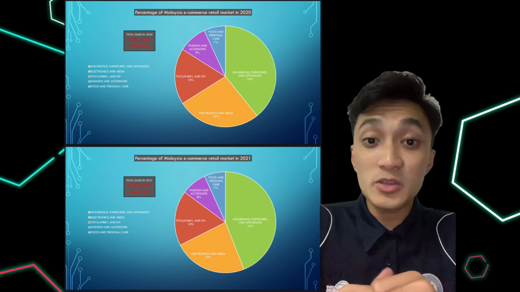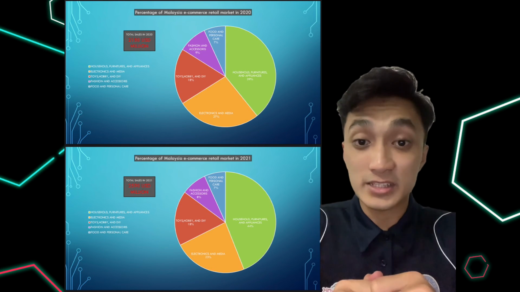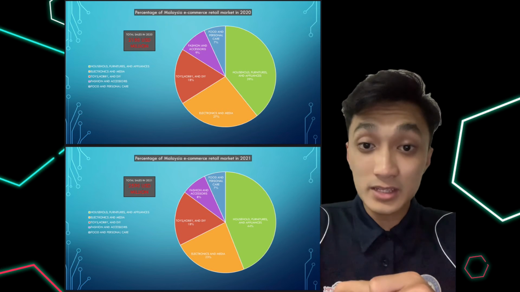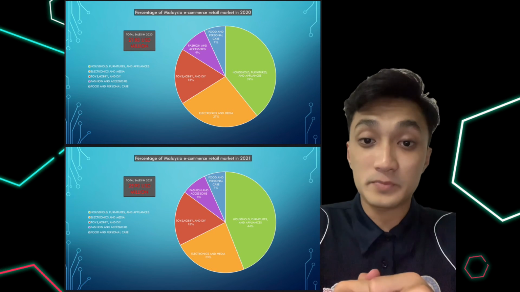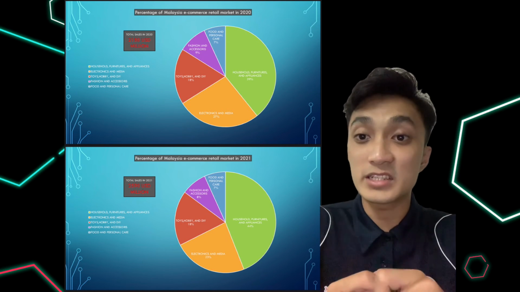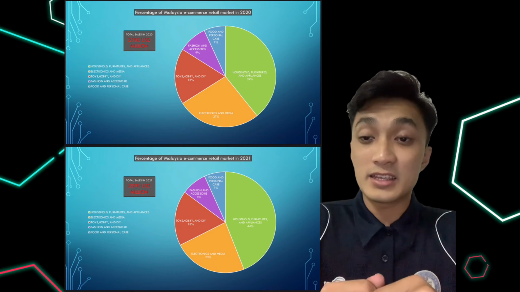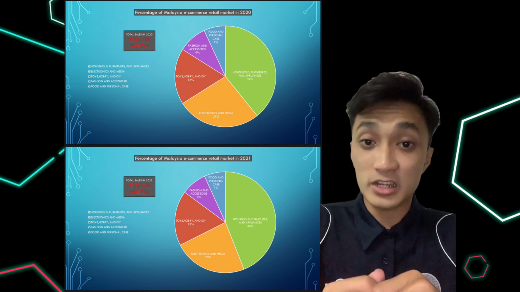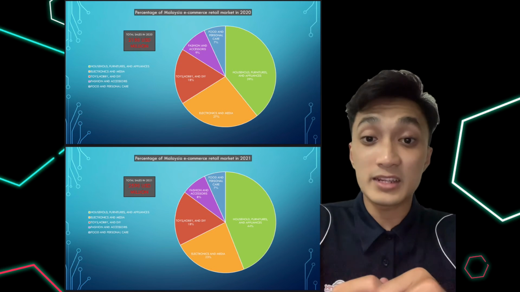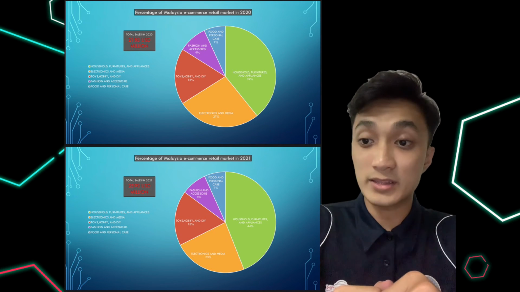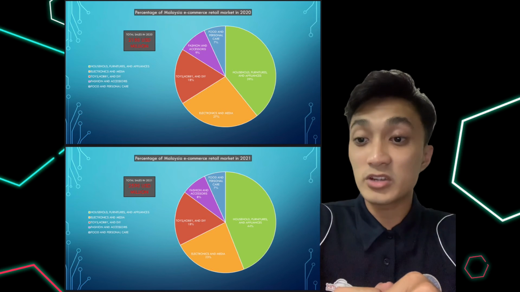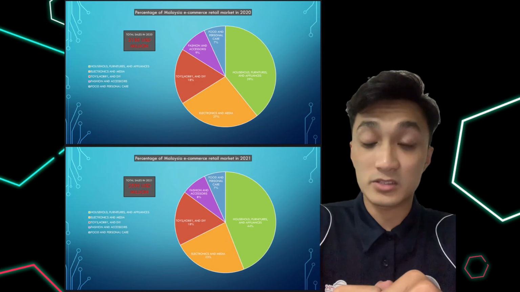There is only one item that has increased from 2020 to 2021. The item is household furniture and appliances. In 2020, the household furniture and appliances is 39%. In 2021, it is increased to 44%. So that's all for me.